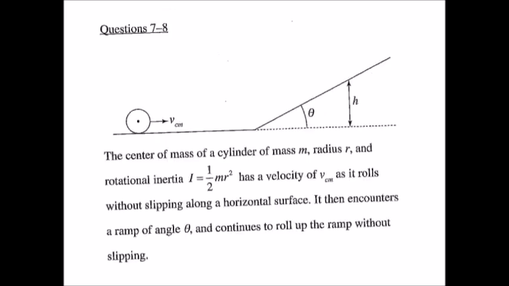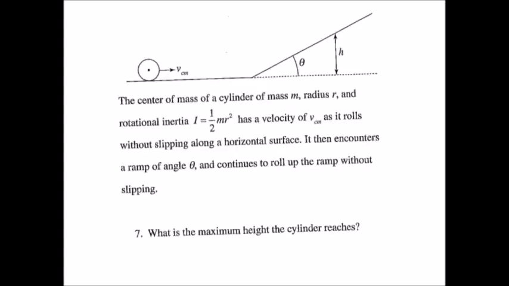Next, we got a double question here. 7 and 8 together. The center of mass of a cylinder of mass m, radius r, and rotational inertia I is 1/2 mr squared has a velocity of the center of mass v cm. It's rolling without slipping. That's key. Without slipping along a horizontal surface and encounters a ramp of angle theta, but we don't care because we're talking about energy here. We're talking about energy when you're talking about the maximum height the cylinder reaches. This is an energy problem.